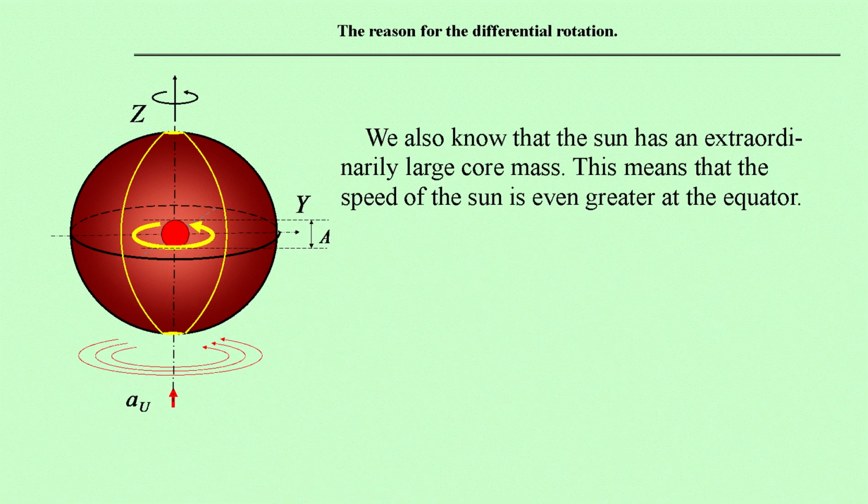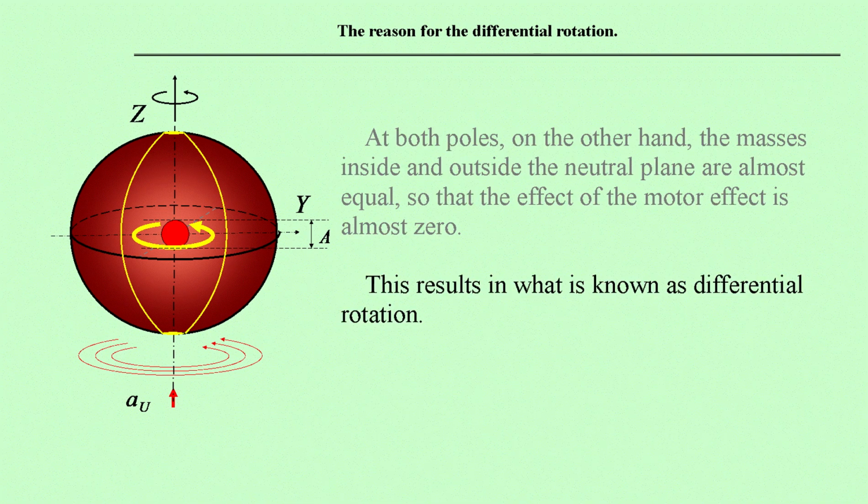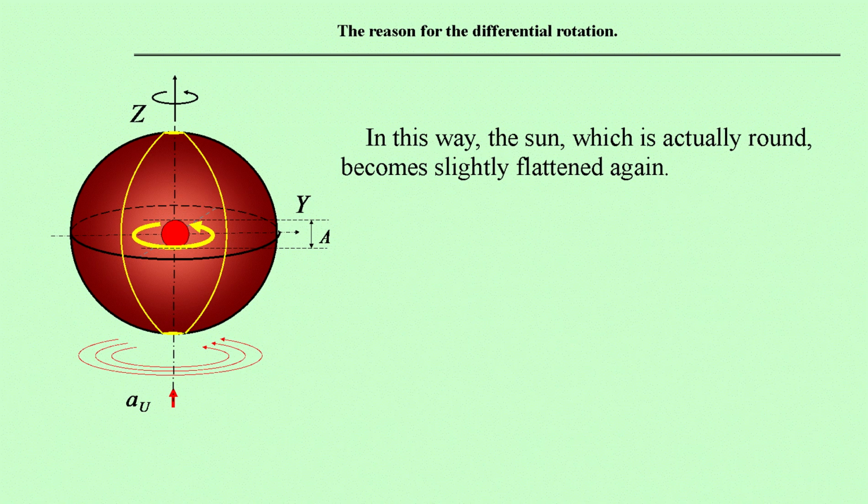We also know that the Sun has an extraordinarily large core mass. This means that the speed of the Sun is even greater at the equator. At both poles, on the other hand, the masses inside and outside the neutral plane are almost equal, so that the effect of the motor effect is almost zero. This results in what is known as differential rotation. In this way, the Sun, which is actually round, becomes slightly flattened again.